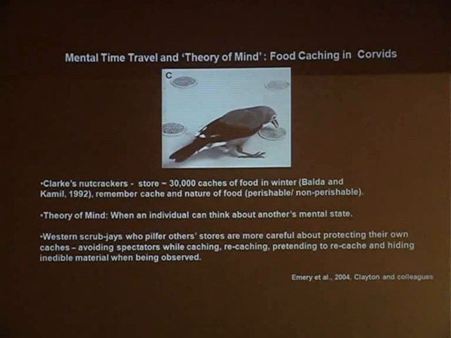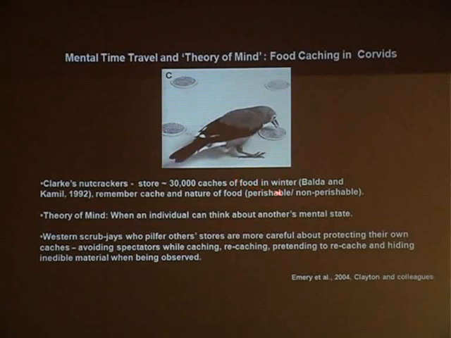What about mental time travel and theory of mind? Okay, so this is given by food caching in corvids. There were birds called Clark's nutcrackers, which are found in Canada. These store about 30,000 caches of food in winter, so you can imagine what a formidable job it is for them to retrieve the food. But amazingly, they remember the cache, they remember each of the sites, and they also remember the nature of the food, that is whether it is perishable or non-perishable, and always consume the perishable stores before they consume the non-perishable ones.